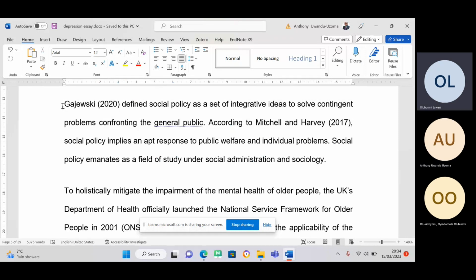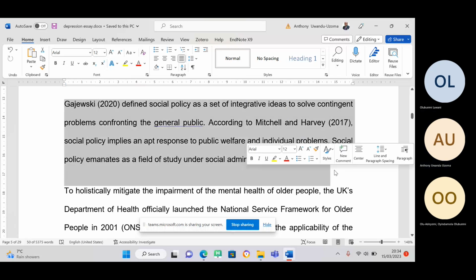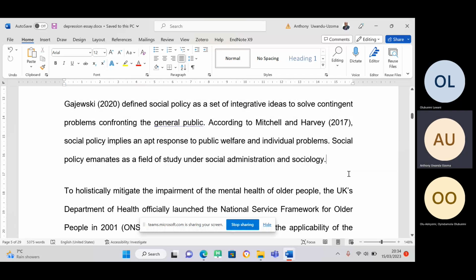I said this is an essay that is poorly written. Compared to the previous paragraph I showed you in my essay, look at this paragraph. It's just four sentences. Is there any level of critical thinking in it? No.